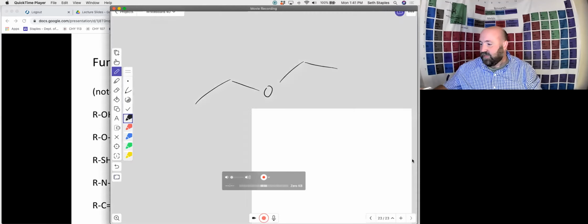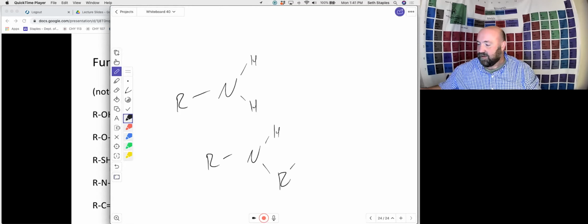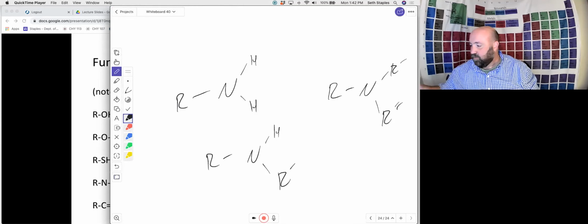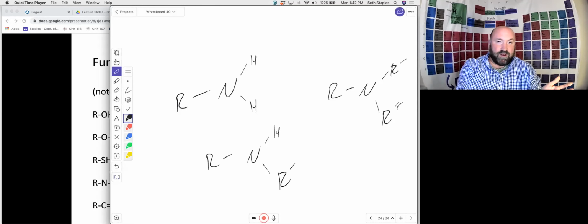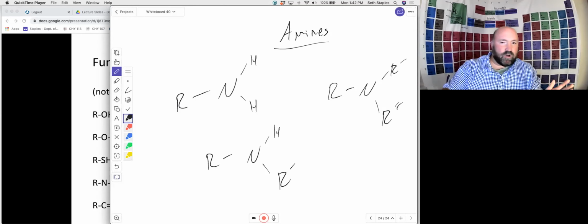So again, just to show what that might look like. We might have anything for a carbon chain over here, then a nitrogen, and there might be two other hydrogens coming off that. We might have one hydrogen and something completely different for an R group. We might have something like this with three completely different R groups hanging off of a nitrogen. These are all still different types of amines. And again, we'll look at all that terminology when we talk about amines in a later lecture.